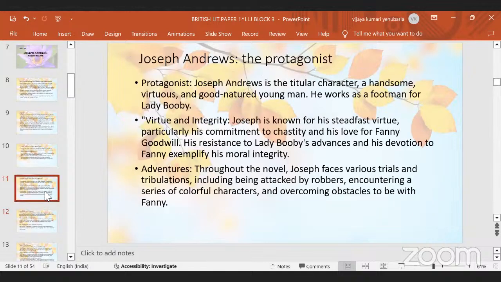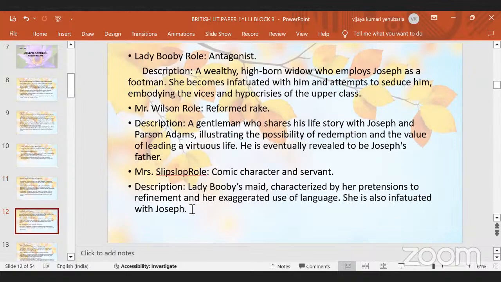So, characters, the main characters. Lady Booby, the villain, a wealthy, high-born widow, who employs Joseph as a footman. She becomes infatuated with him and attempts to seduce him, embodying the vices and hypocrisies of the upper class. So if Joseph wants, he too can take advantage to become rich, but he did not. So that's why she got angry and she removes Joseph Andrews from the job.